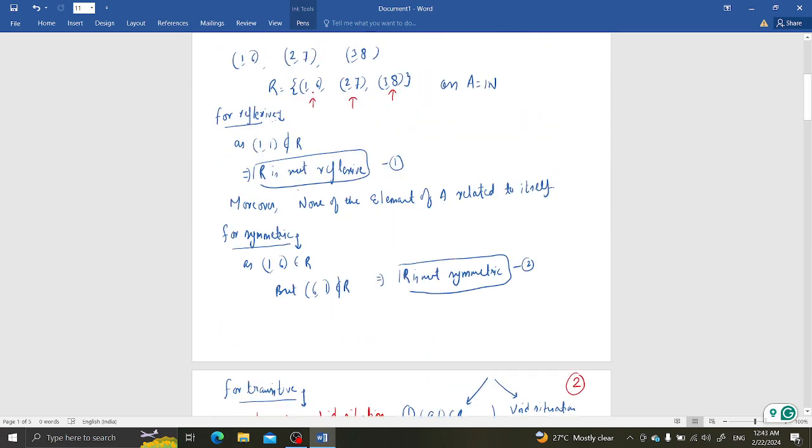See here, 1 comma 6 is there, as there is no element here that starts with 6 and ends with some other element C. So if 1 comma 6 and 6 comma c were also there, then we would check whether 1 comma c is there or not. But here as 6 comma c is not there, so vacuously we can say that under void situation it is transitive. Okay, like that we will do.